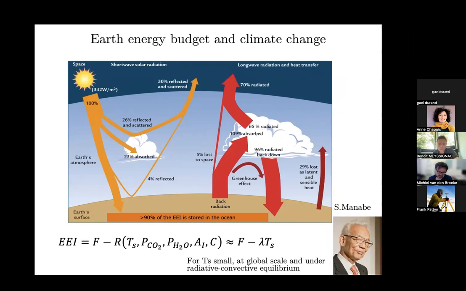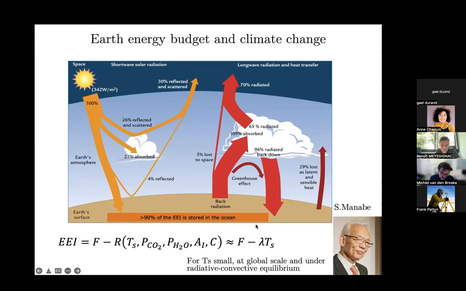If you want, on regional and local scales, to solve the energy budget, you need to account for the competition between radiation and convection. And that's why we develop global climate models, general circulation models, because we want to resolve the circulation, which is necessary to resolve the competition between radiation and convection.